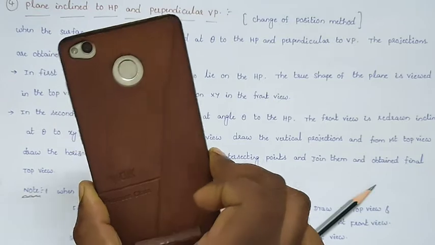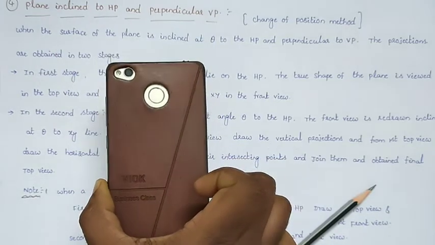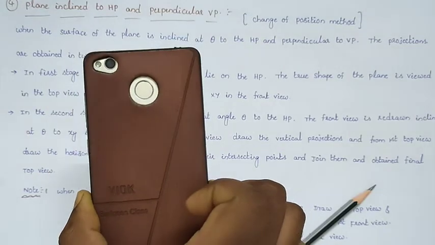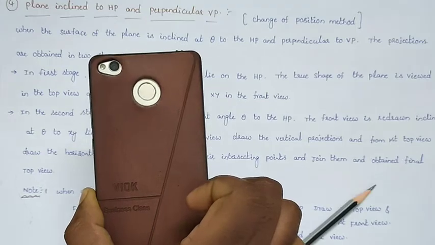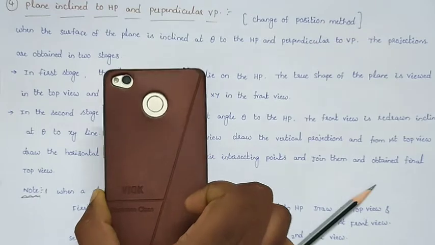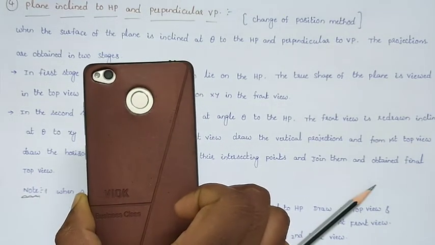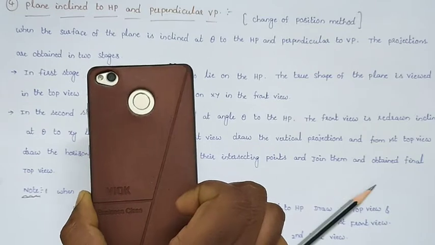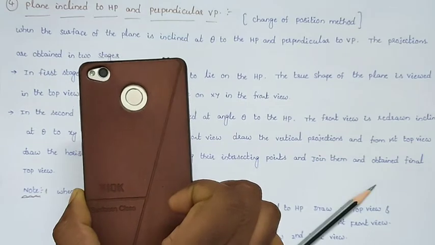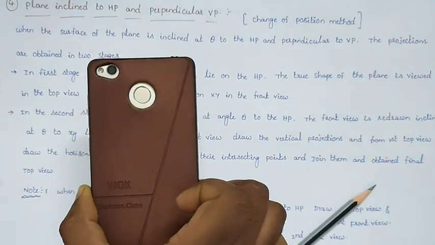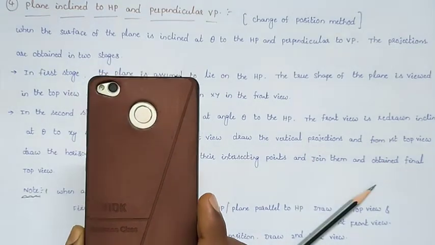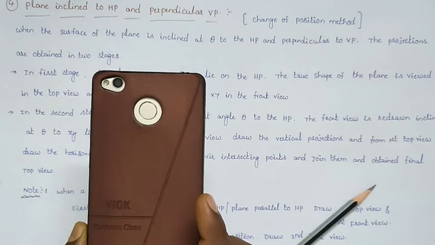Initially, we assume that the plane surface is parallel to the HP. So when a plane surface is inclined to HP, at the initial stage, by using the change of position method, we assume that the plane surface is lying on the HP, or parallel to the HP. We know that when a plane surface is parallel to the HP, the top view gives the true shape. So first of all, we draw the first top view and the front view as a straight line. The first top view shows the true shape and the front view is a line.